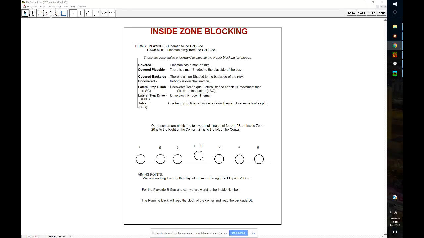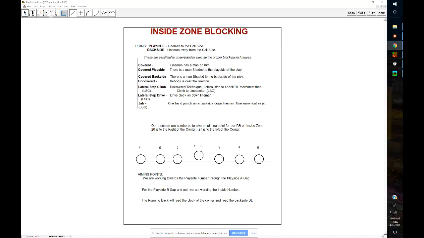So I just want to go over some of our terms. We're talking about inside zone here, so we have our play side and our backside line. If we're going, let's say for example, Whopper, our play side is everybody to the right. Our backside linemen would be our left guard and our left tackle.